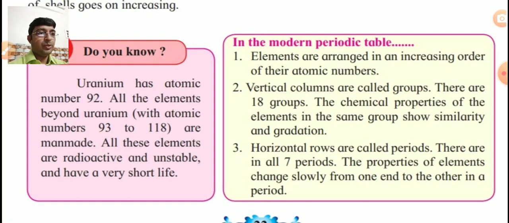Third one, horizontal rows are called periods. There are in all 7 periods. The properties of elements change slowly from one end to the other in a period.